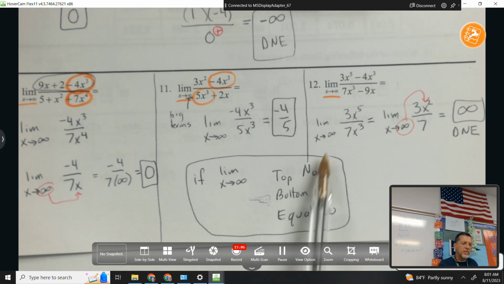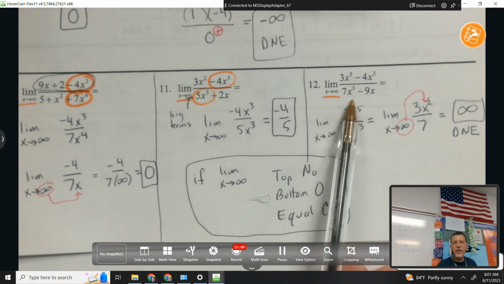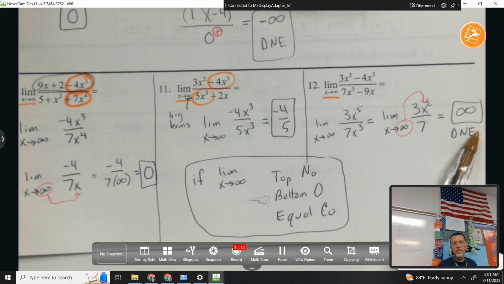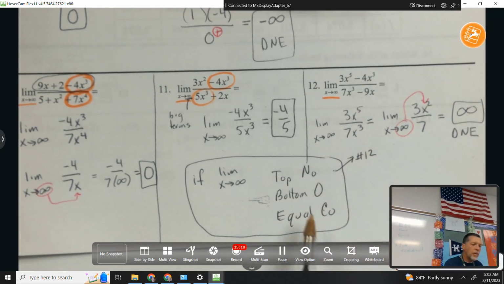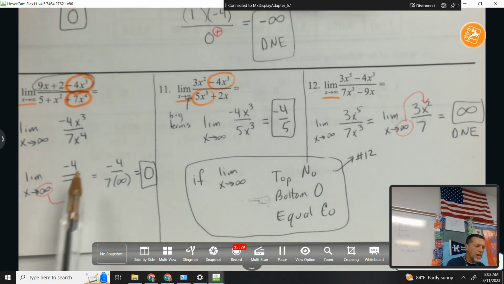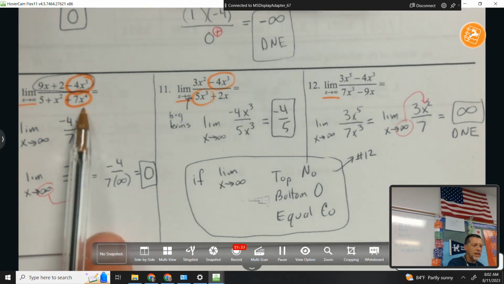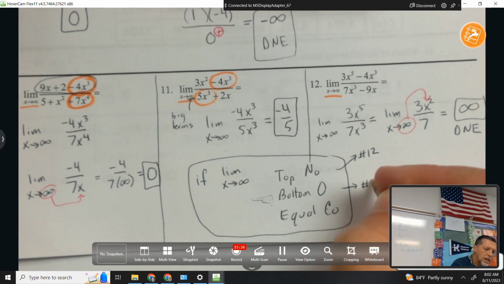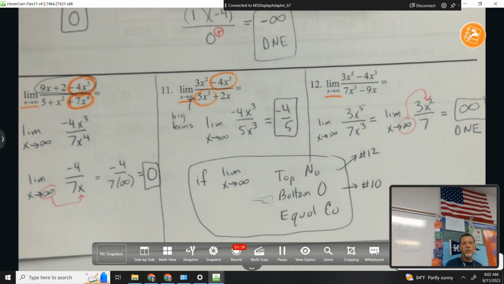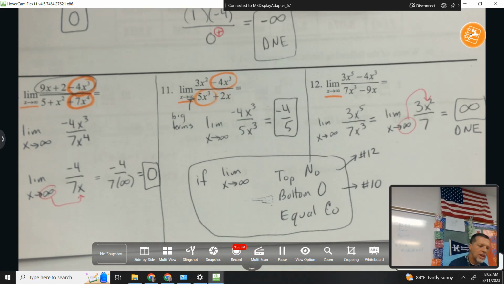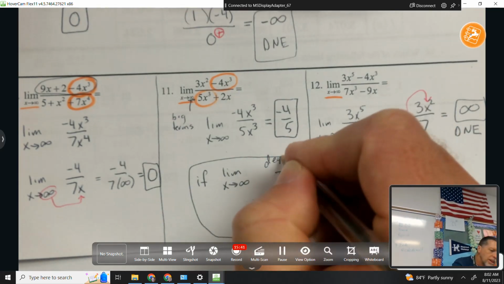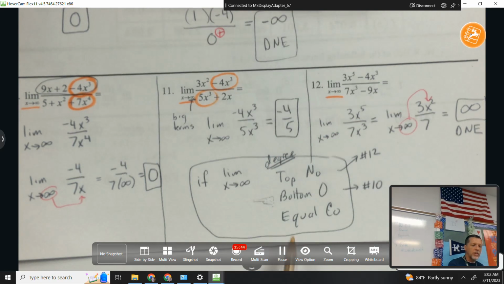So if it's bigger on the top, like number 12, x to the 5th is bigger than x cubed, then no, there is no limit. It's infinity. Top, no. Bottom, O. So if it's bigger on the bottom, that would be like number 10, then your limit is 0. Because eventually you're going to be dividing by a really big number. Equal co, so if the degree is equal, then, so what we're looking at is degree of top versus degree of the bottom. If degrees are equal, then you can divide their coefficients.